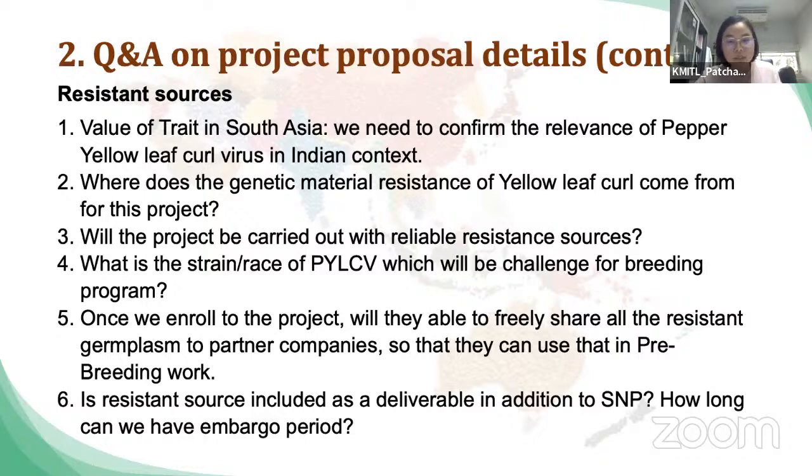Okay, for the question about the renewable resistant source, to confirm the resistant source, we tried inoculation with grafting and whitefly and detected the virus infection in the resistant plant. We found that the infected resistant plant is still healthy and can produce fruits and give high yields. It's like PEP 6.